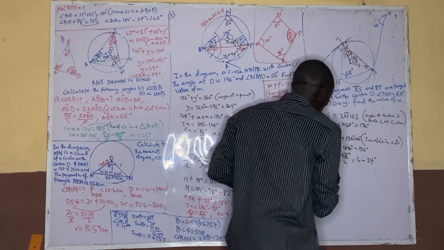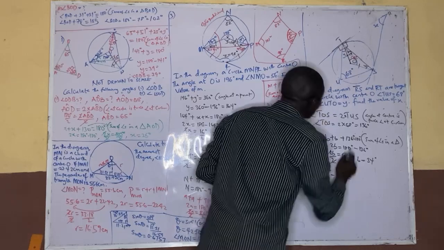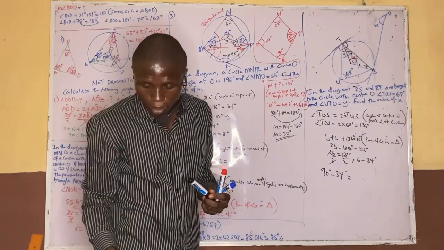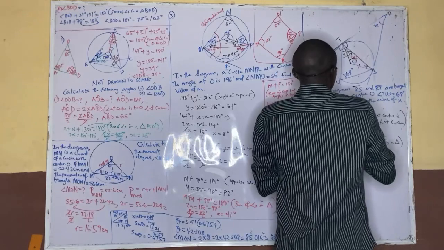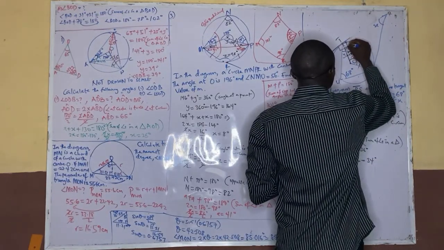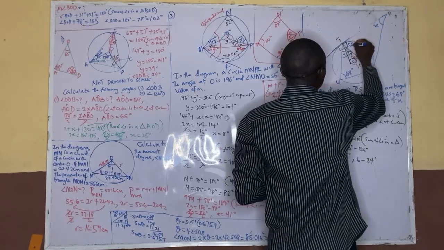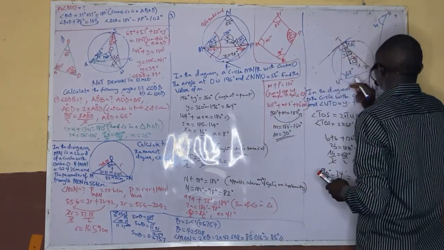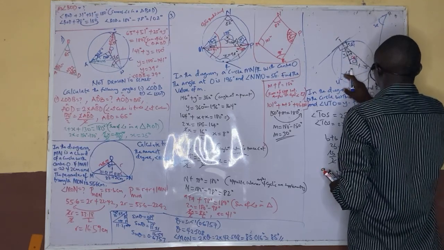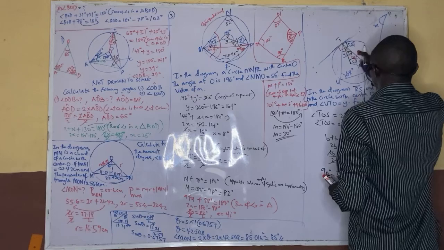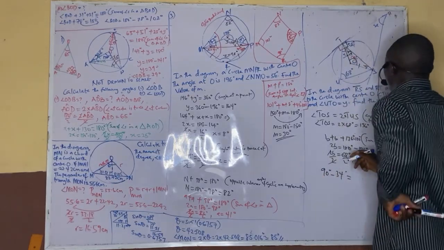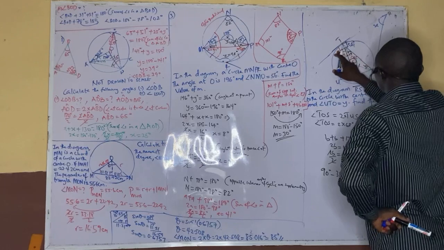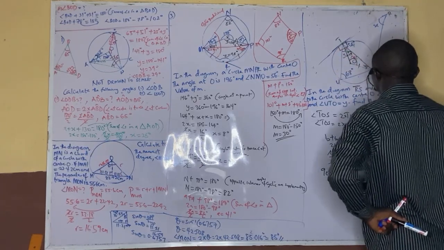The angle outside here will be 90 degrees minus 34 degrees, which is 56. So the whole angle here is 56 degrees, and that one is settled already. Now we've gotten 34 and 56, so the angle here, which is Y, we can quickly get.